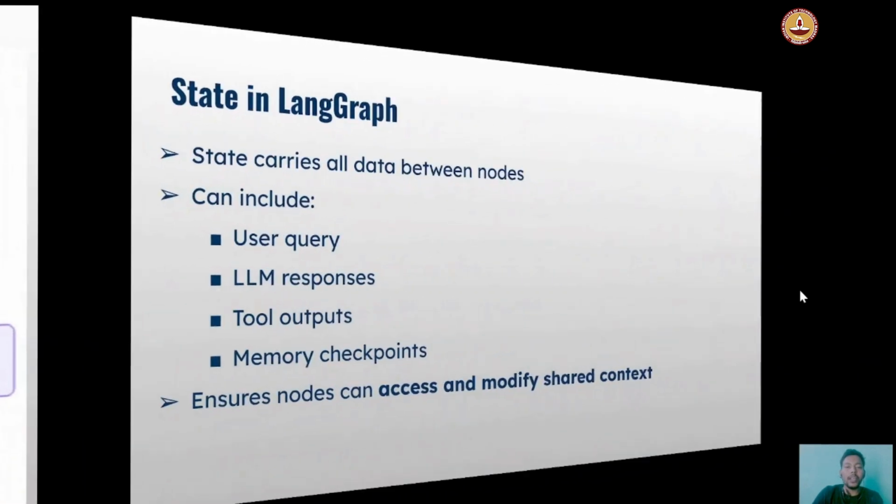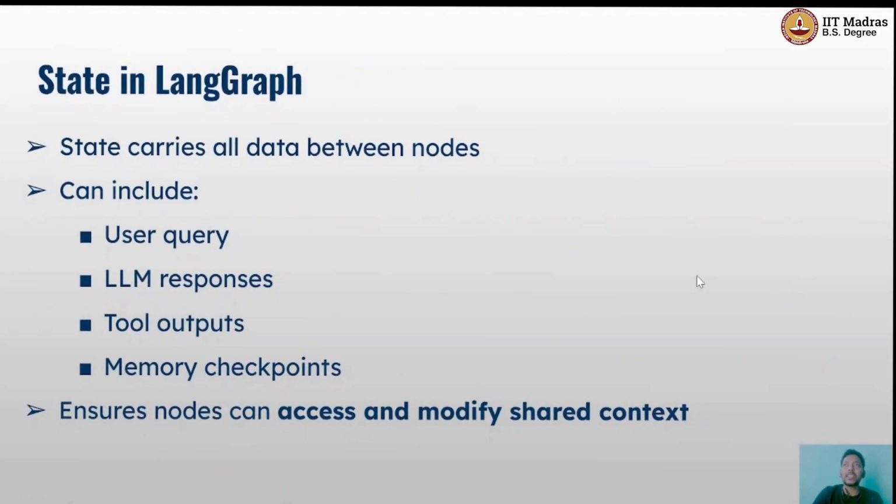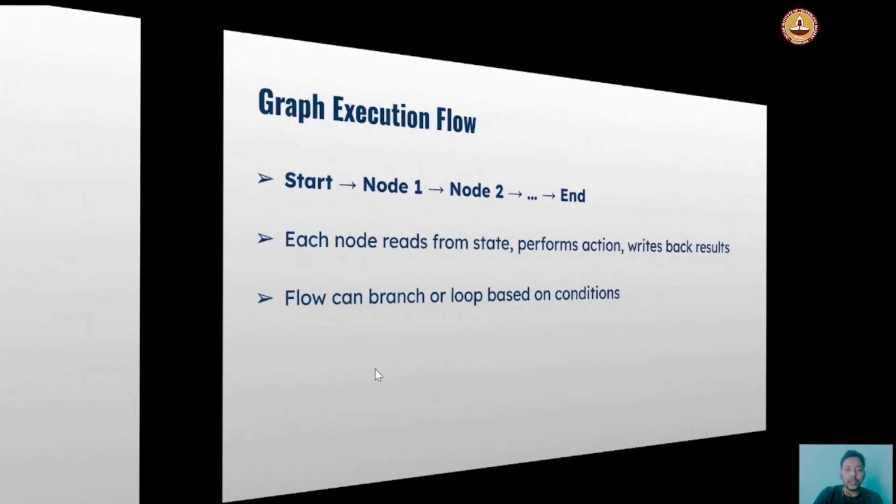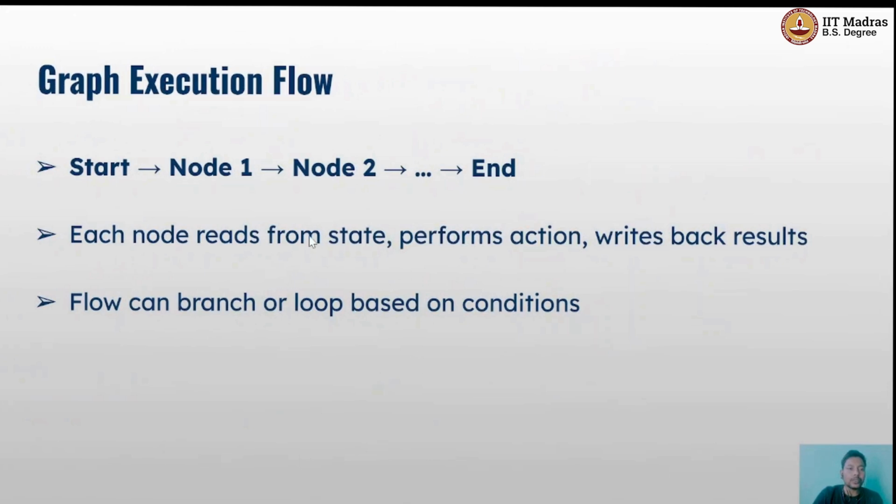Now let's see what state is. Think of it like a register where you are keeping all the information. In this state you can keep the user query, LLM responses, tool outputs, and also memory checkpoints. The execution flow would be like a start, then it will move to node 1, then node 2, and if some branches are there, you can go to those, and then we will reach the end.